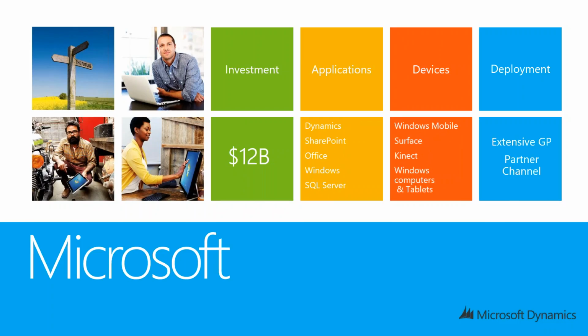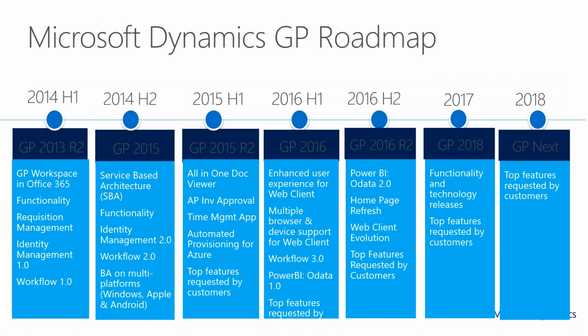Let's get through the cartoons there. As far as the roadmap, we're in 2017 calendar right now. So at the end of this calendar year, probably sometime between Thanksgiving and the first part of November or first part of December, we'll actually have GP 2018 released. And what we're going to look at today is GP 2016 R2, and that is the current shipping product.